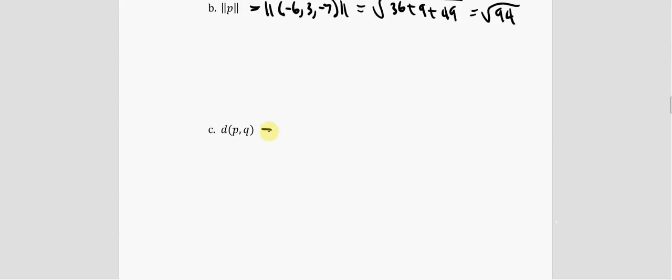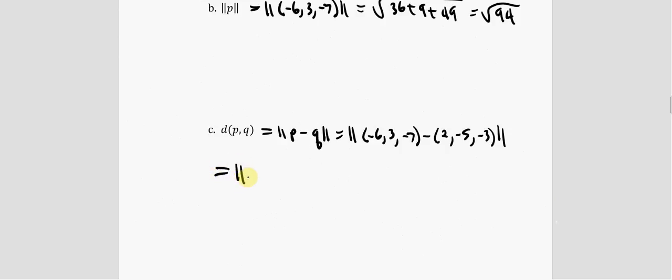What about the distance between p and q? This is the same thing as the norm of p minus q. And so here, this is the norm of p, which is (-6, 3, -7), minus q, which is (2, -5, -3).